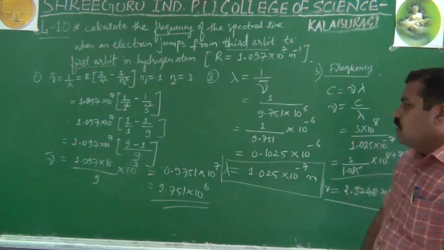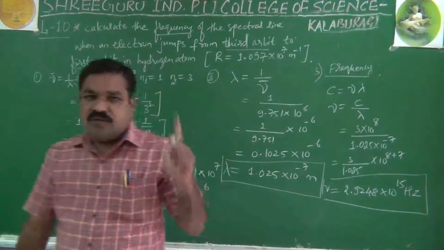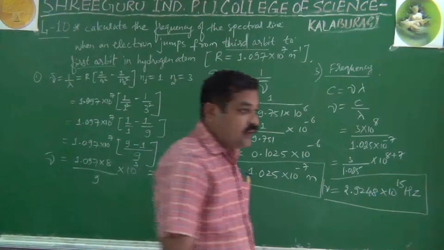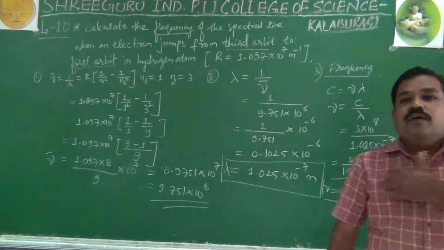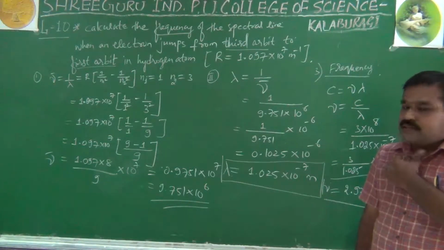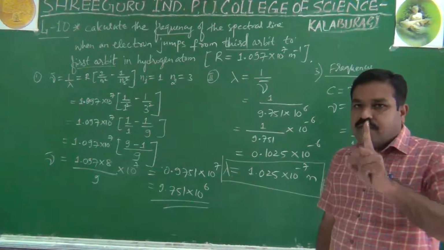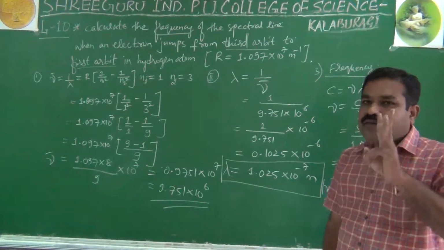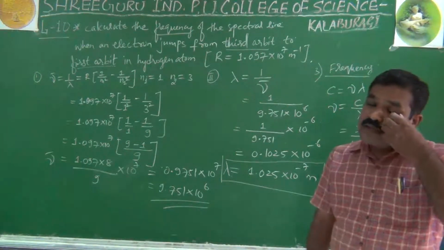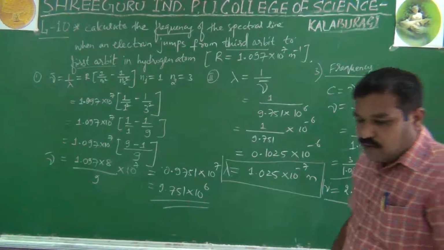So this is how we can calculate the wave number, the frequency, and even the wavelength of the spectral series using the Rydberg equation. That's why I told you the merit of Bohr's model is that with the help of Bohr's model we can calculate the wave number, nu bar, the frequency, nu, and the wavelength, lambda, by using the Rydberg equation like this. These are the numericals, students.